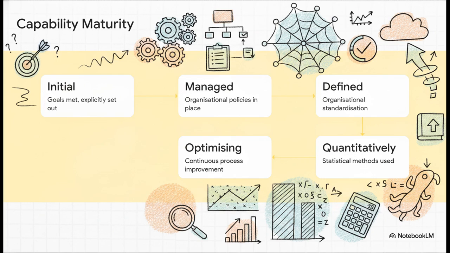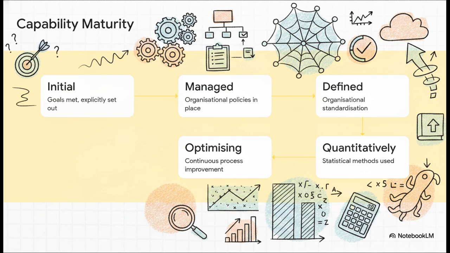Level 3 is defined. This is a massive step up. This level focuses on organizational standardization. Every single project adapts a defined, standard set of organizational processes. Process assets and measurements are now being collected uniformly across the board.